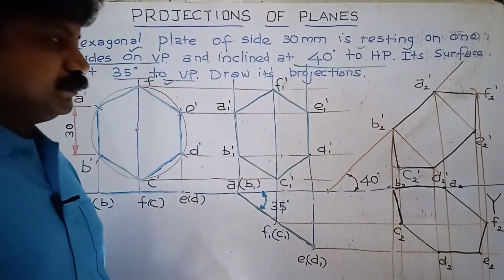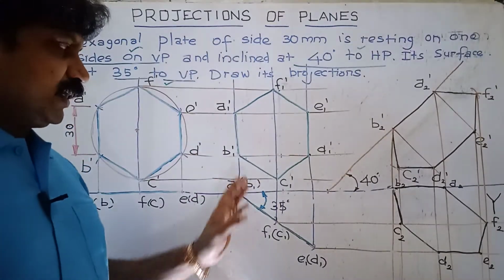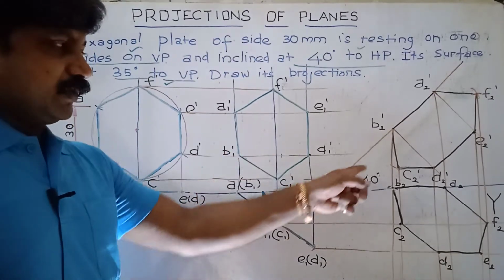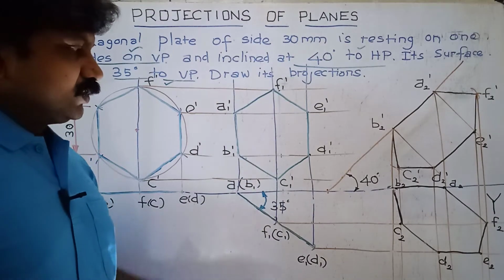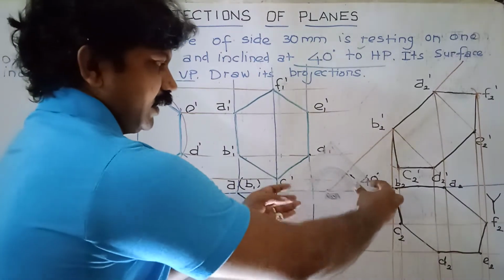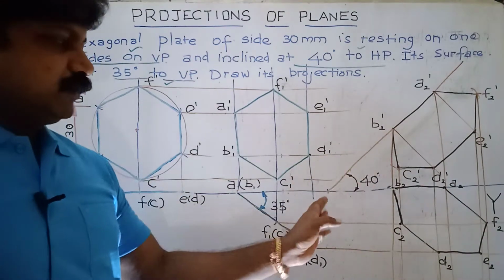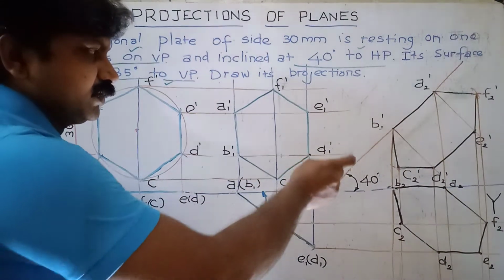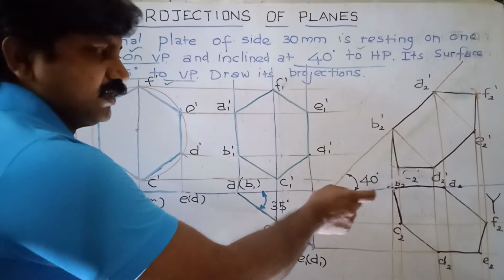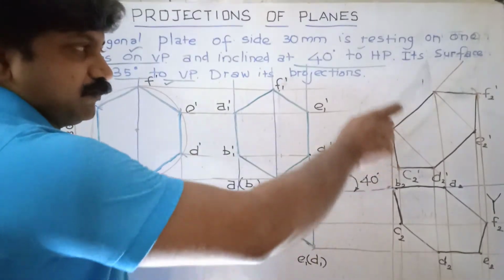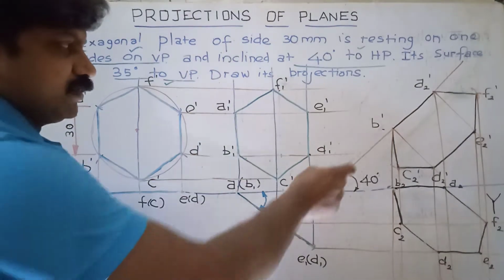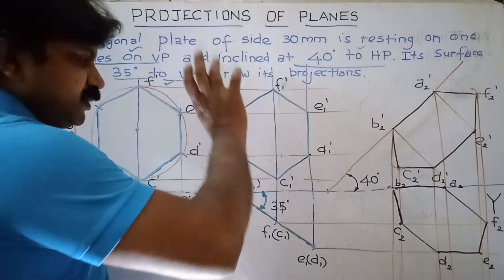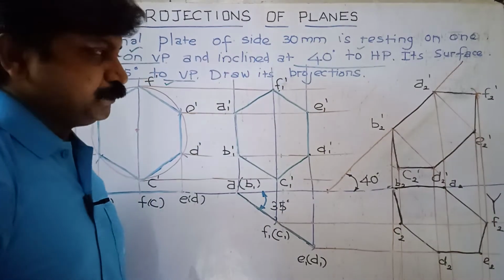And the final step, final front and top view: tilt the front view so that the resting side is inclined 40 degree to HP. So leave some distance, draw a 40 degree inclined line and then mark the first point. Why do we leave the distance? Space is required to draw C2 dash, D2 dash and E2 dash, F2 dash. So leave some distance, mark the first point B2 dash, and then with B1 dash to A1 dash distance as radius, draw the arc, mark the point A2 dash.